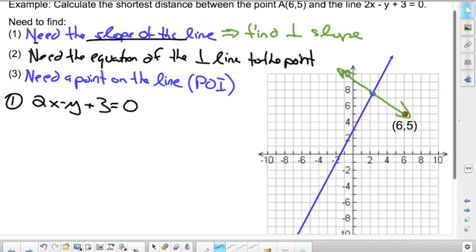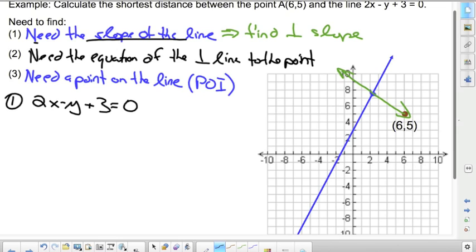Because finding that slope would help us find the slope of the perpendicular. That's the only way, right? Because we don't know two points. We only know one, but we could get the slope indirectly, so to speak. So how can we get the slope of this blue line? You just move y to the other side and make y equals 2x plus 3.